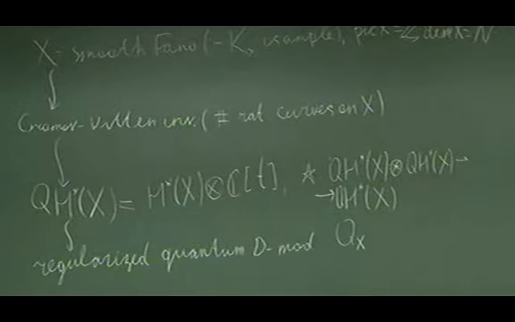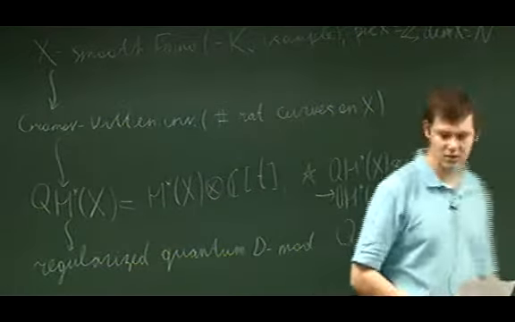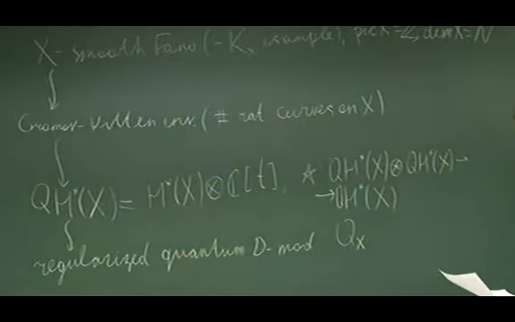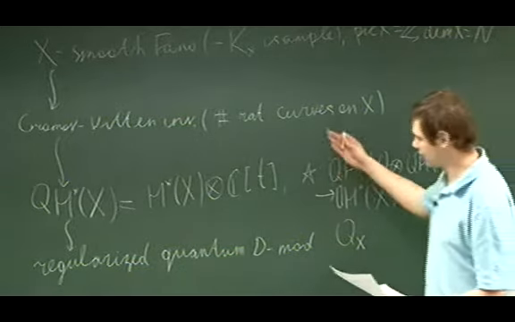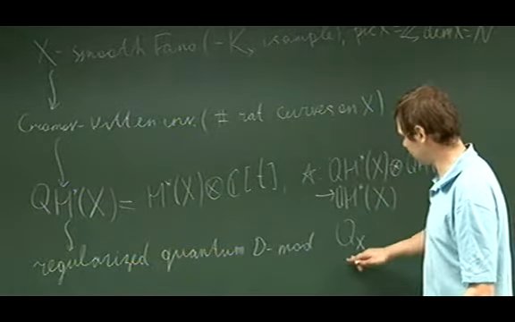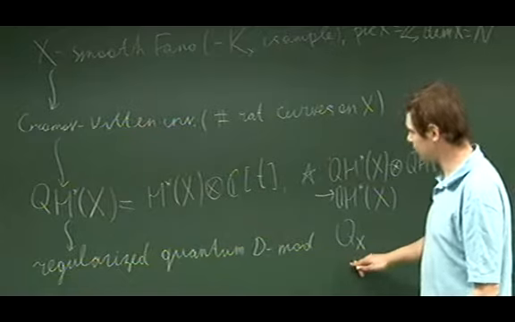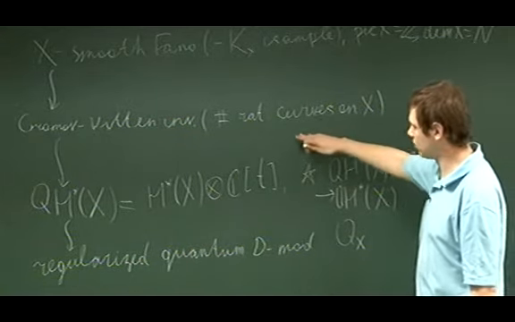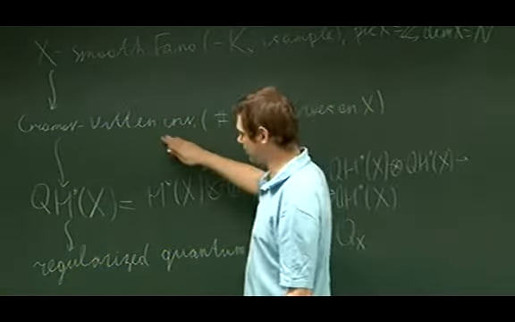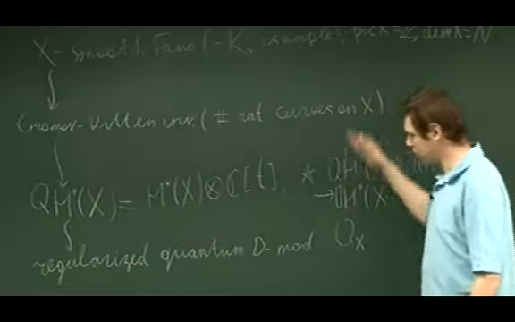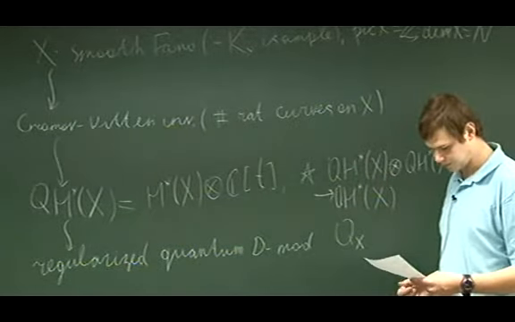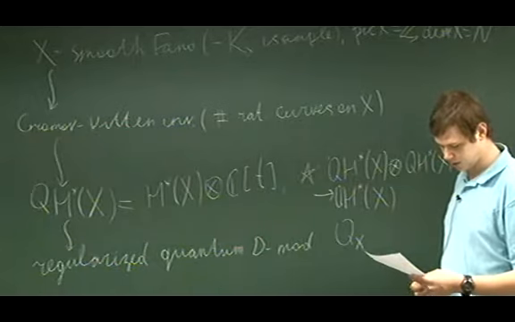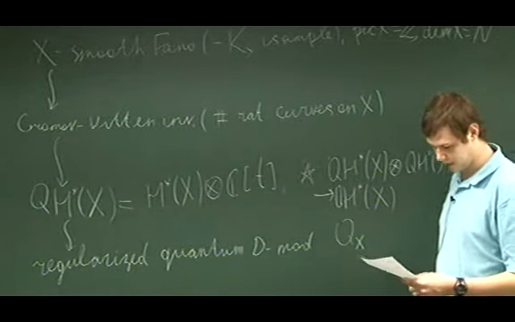but now I will give you an example in some easy case. So anyway, there is a procedure for how to construct this quantum D-module. So if you know these numbers, these Gromov-Witten invariants, you may construct them in some easy enough way.